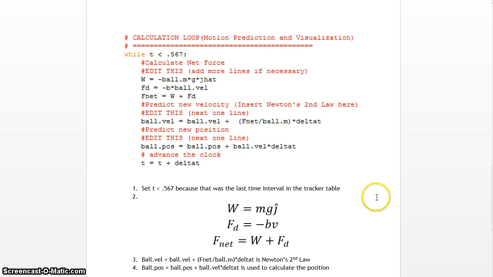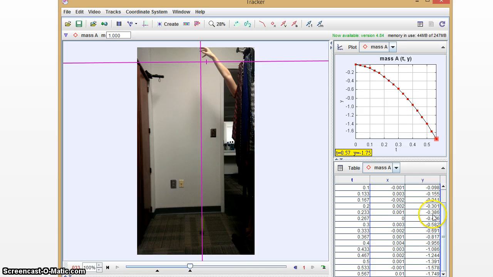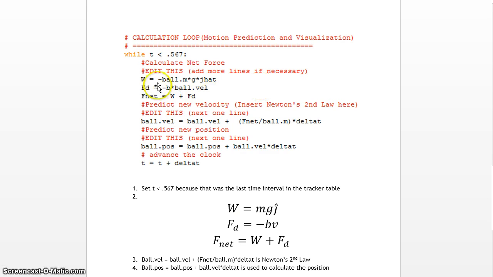And then here we can look at the while loop, and I set t to be less than 0.567 because that is the last time stamp on the table. And these are the equations. W equals mg j hat, and force drag equals negative bv, and F net equals weight plus force drag, and ball.vel equals ball.vel plus F net divided by ball.m times delta t is Newton's second law in code form, and this is the position equation.